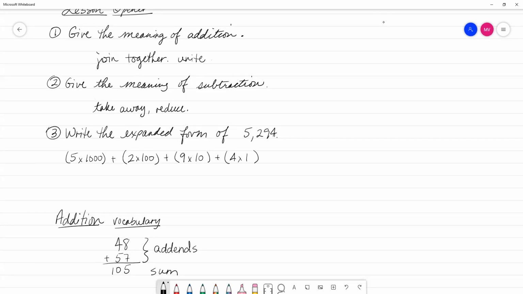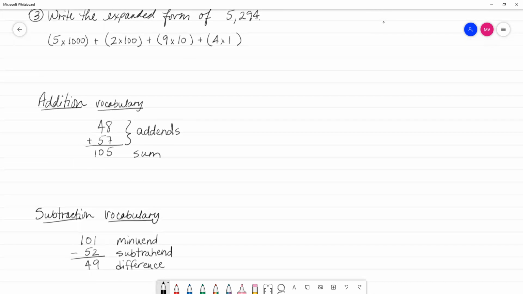All right, so let's get into the actual lesson. First, we're going to talk about addition. There's some vocabulary around this I want y'all to be familiar with. When we are adding two or more numbers together, all those numbers are called addends. And then the solution to an addition problem is called the sum.